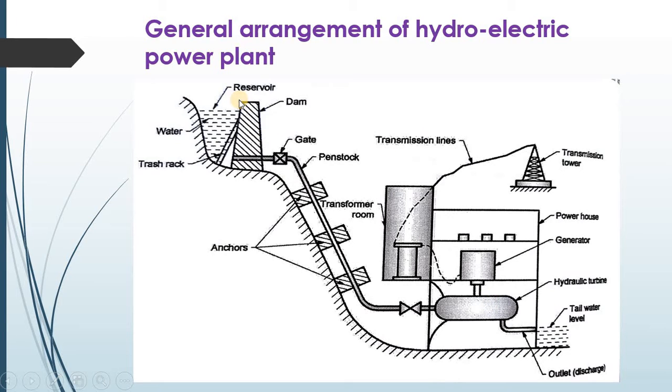Now, the components of hydroelectric power plants are the reservoir, dam, trash rack, gate, penstock, transformer room, transmission line, generator, hydroelectric turbines, tail water level or tail race, powerhouse, and lastly transmission tower. So these are the components of hydroelectric power plant, but here I am going to discuss some of them.